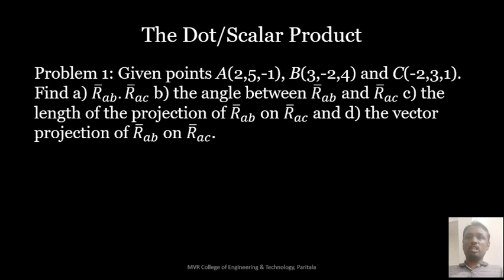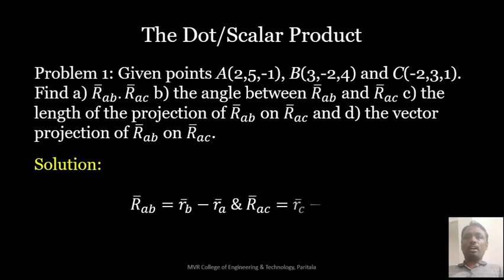R bar AB is equal to small RB bar minus small RA bar. Similarly, R bar AC is equal to small RC bar minus small RA bar. So how can you obtain this RA bar, RB bar and RC bar, and how does RAB become small RB bar minus RA bar? You can see those things.